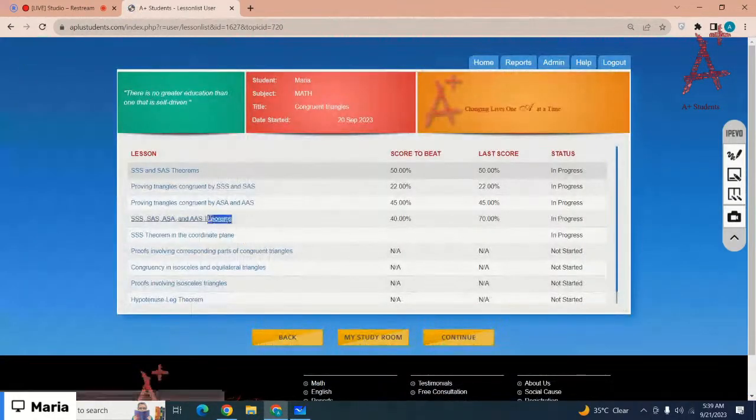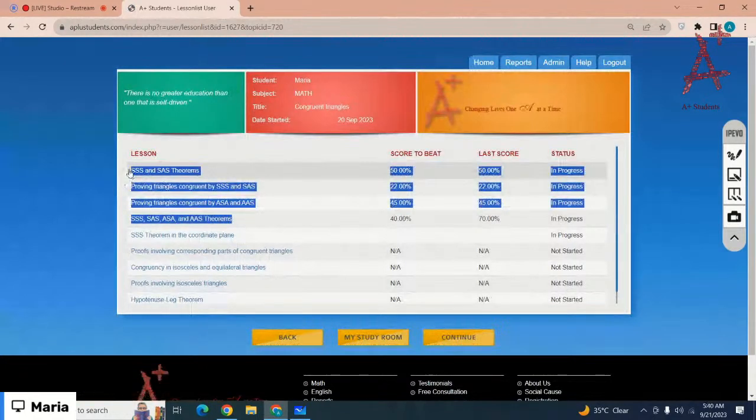So we are working on congruent triangles, grade 10 mathematics. The lessons we have covered today are SSS and SAS theorems, proving triangles congruent by SSS and SAS theorems, proving triangles congruent by ASA and AAS theorems, and SSS, SAS and ASA theorems.